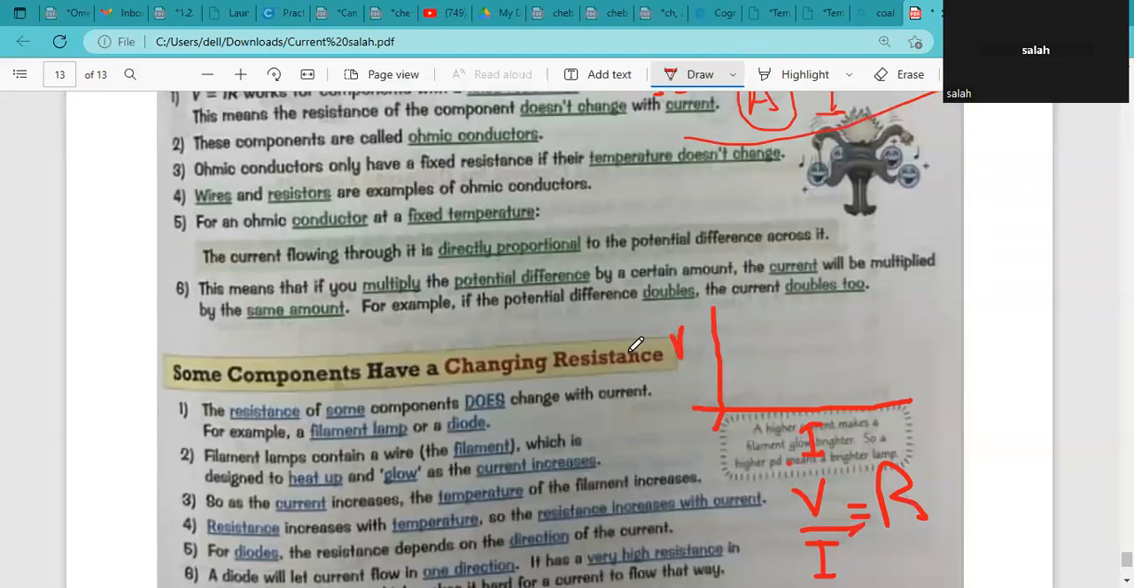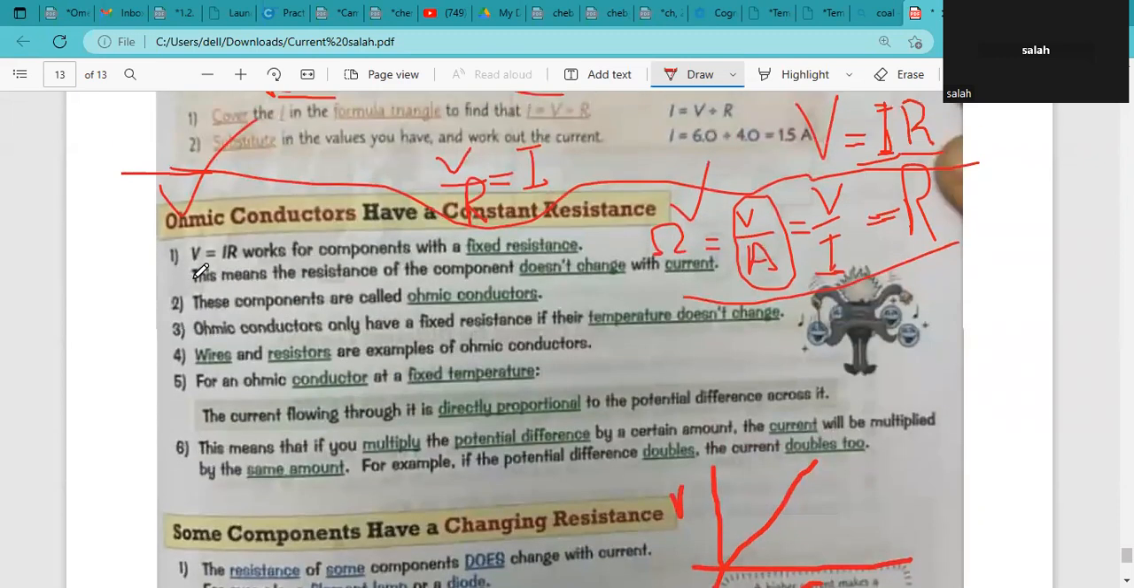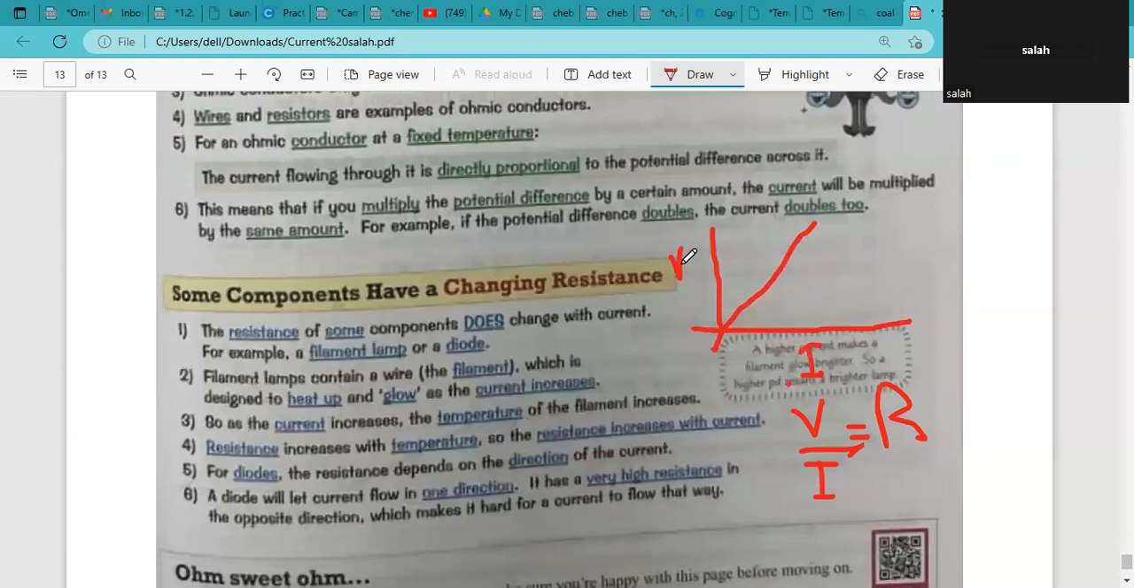When we talk about ohmic devices, these are the devices which have constant resistance. So what is meant by constant resistance? The resistance is not changing. Yes, their resistance is not changing and has some fixed value. We call them ohmic conductors. They have fixed resistance. Their voltage-current graph looks like this, a straight line.